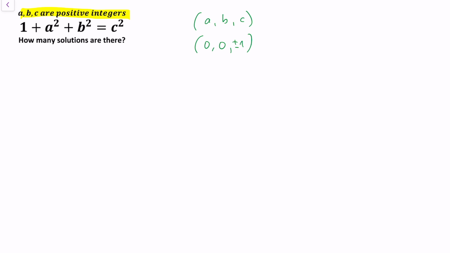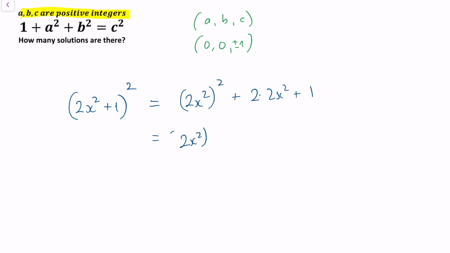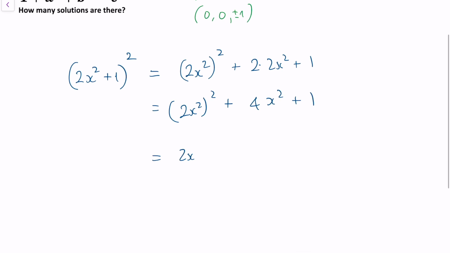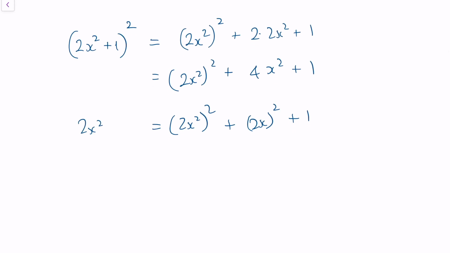Okay, notice that if you consider this expansion (2x squared plus 1) squared, that will give us (2x squared) squared plus 2 times 2x squared plus 1, right? And we can write that as (2x squared) squared plus 4x squared plus 1, which is the same as (2x squared) squared plus (2x) all squared plus 1, right? So in other words, we have (2x squared plus 1) squared is equal to (2x squared) squared plus (2x) squared plus 1, for x equal to 1, 2, and so on.